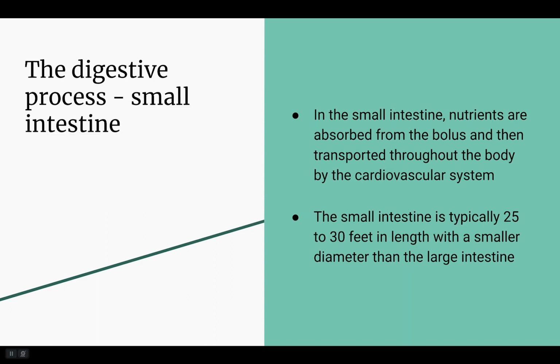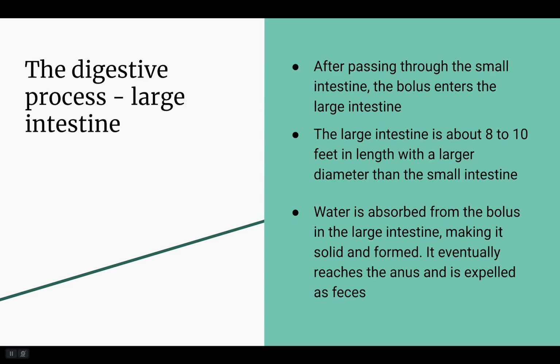In the small intestine, nutrients are absorbed from the bolus and then transported throughout the body by the cardiovascular system. The small intestine is typically 25 to 30 feet in length, with a smaller diameter than the large intestine. After passing through the small intestine, the bolus enters the large intestine. The large intestine is about 8 to 10 feet in length, with a larger diameter than the small intestine.